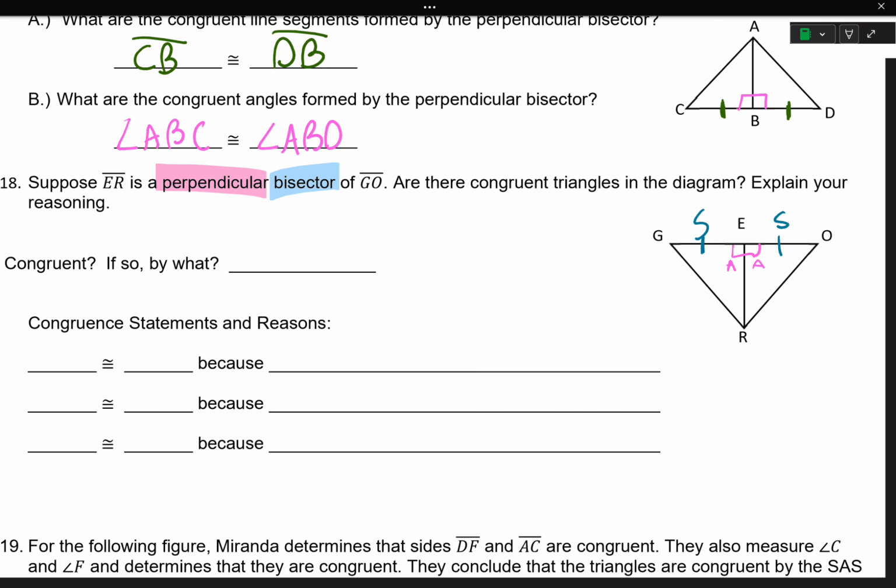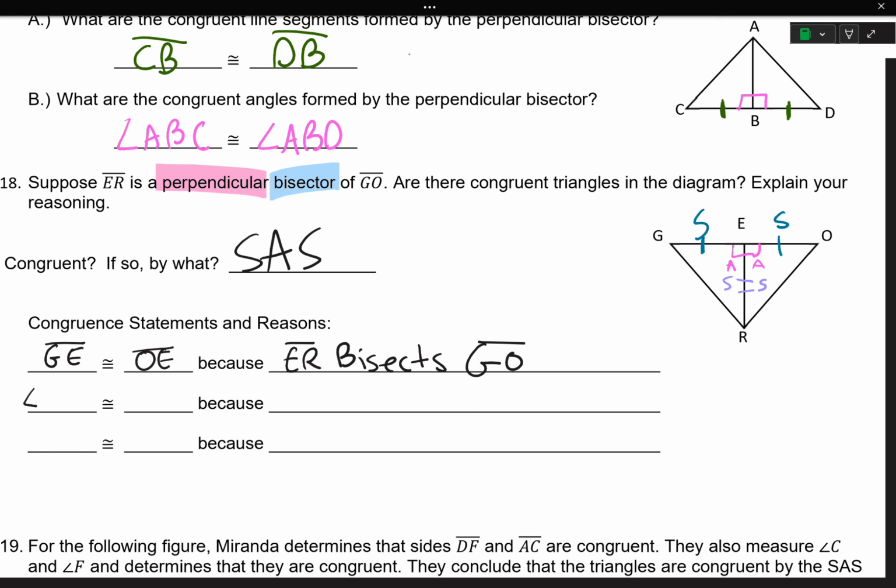We do. Because I can mark something else. What else can I mark? I can mark the middle. That's the proper. So we are congruent by side angle side. We have GE congruent to OE because ER bisects GO.